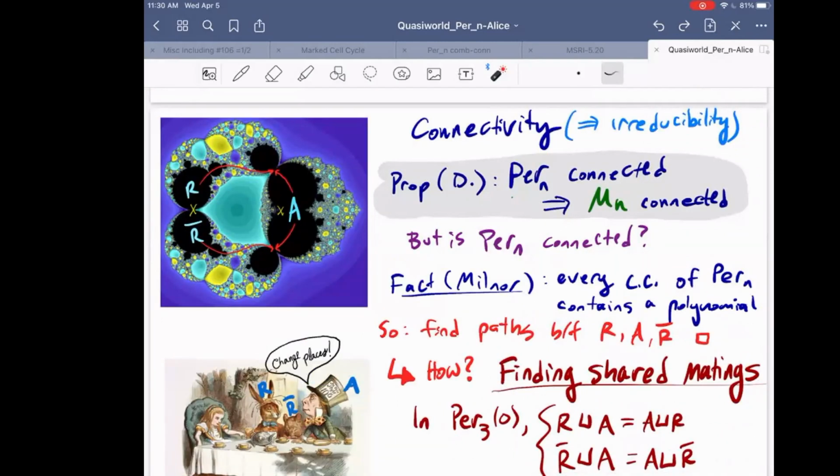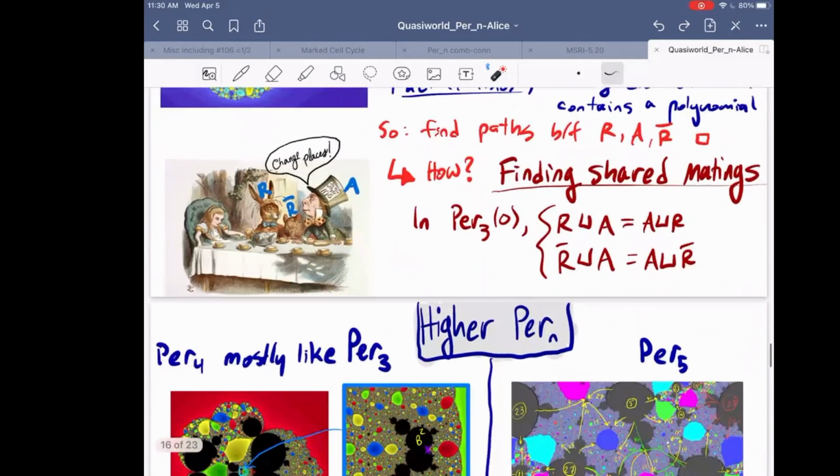Unfortunately, I don't have a lot of time in this talk to go more in depth about these shared matings, but I think it's maybe a through the looking glass at some point, you know.